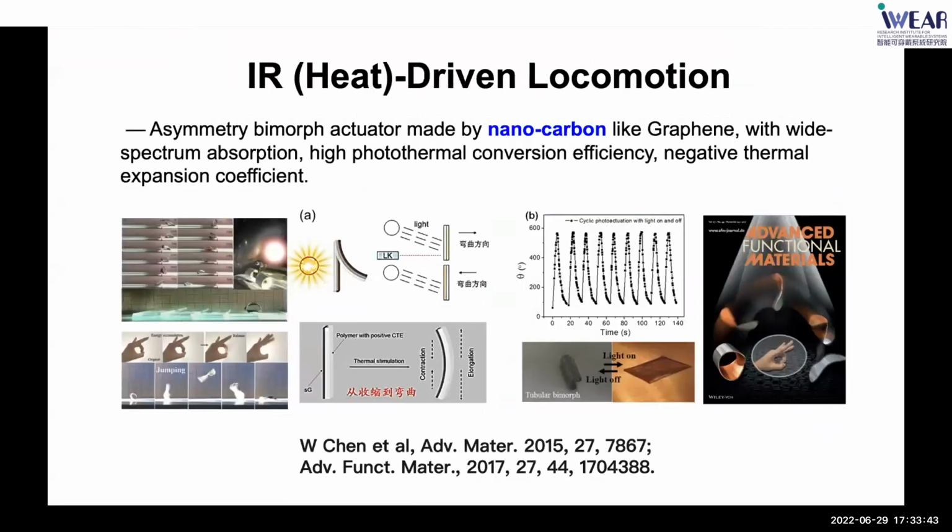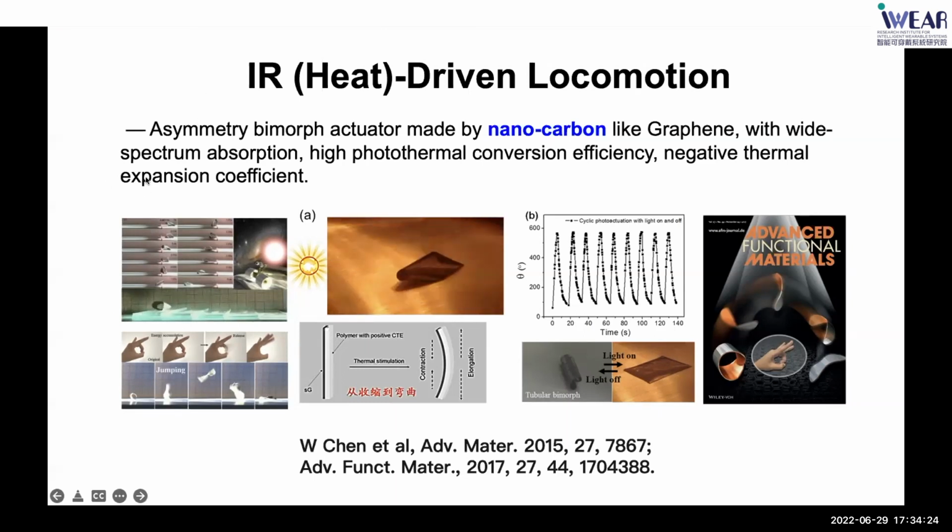And the last one is the heat actuators based on infrared wavelengths. This is an asymmetric bimorph structure, made of nanocarbon like graphene. Graphene has very wide spectral absorption, a high photothermal conversion efficiency, and a negative thermal expansion coefficient. So we can easily achieve a photo actuator, even with visible light locomotion performance.